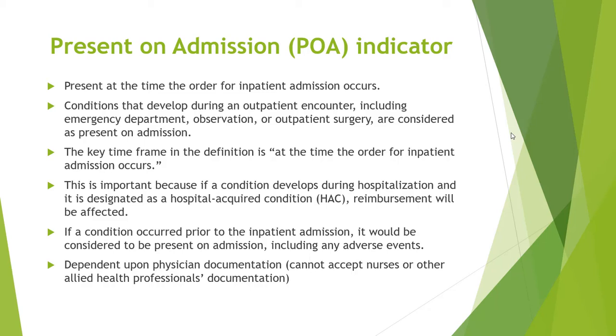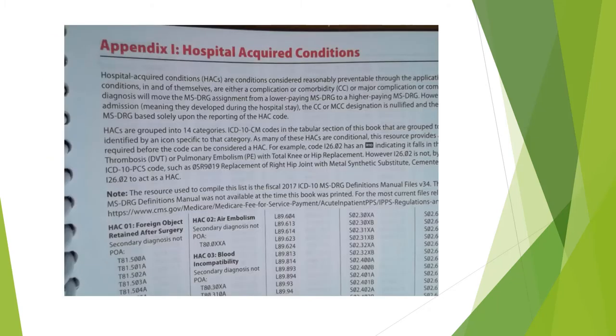This is important that you know which conditions were present on admission, because if a condition develops during hospitalization and that condition is designated as a hospital-acquired condition, then it's going to affect your reimbursement. Then I go through some more details there. As always, your documentation is critical. Appendix I talks about your hospital-acquired conditions. Be sure you look at that in your codebook.